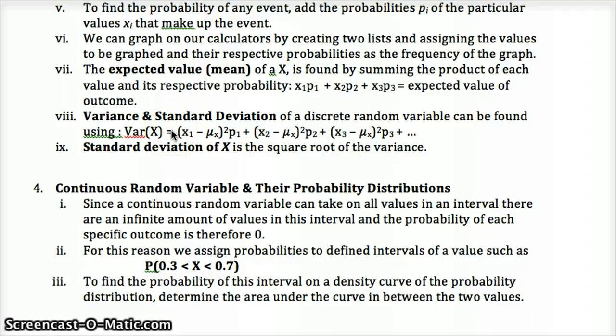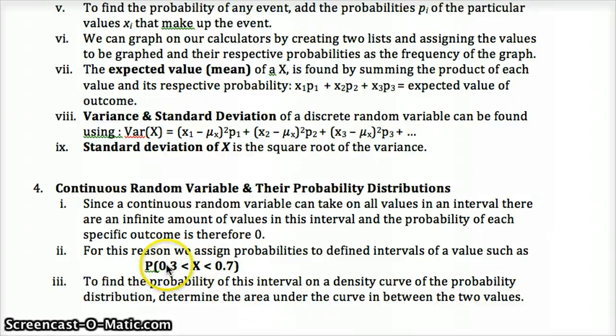Continuous random variables and their probability distributions. Since a continuous random variable can take on all values in an interval, there's an infinite amount of values. Just like saying there's an infinite amount of numbers between 0 and 1, because you can keep extending to more and more decimal places to the right. So there's an infinite number of possible values between 0.3 and 0.7, because there's so many numbers you could extend it to.